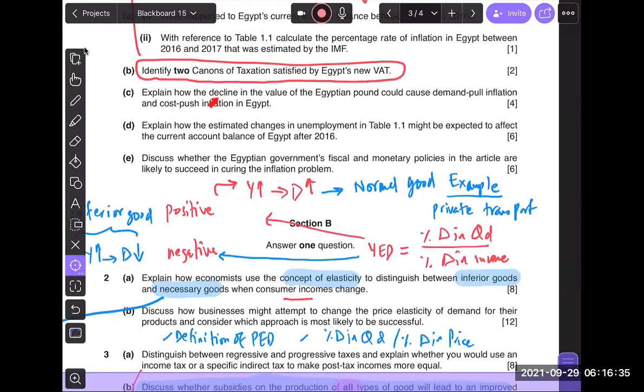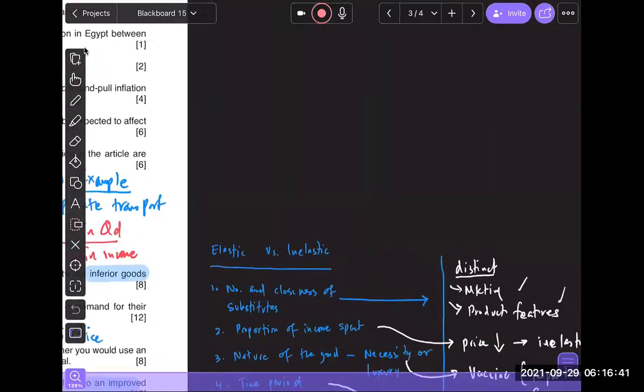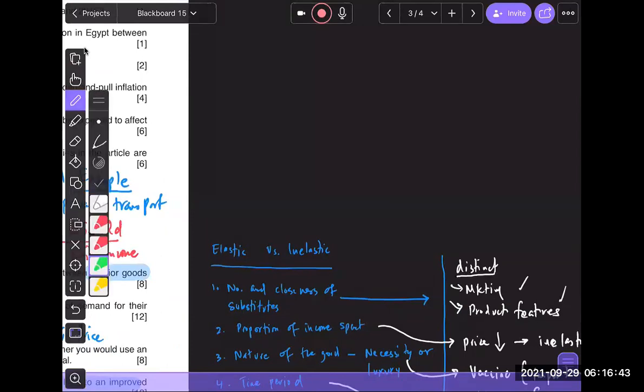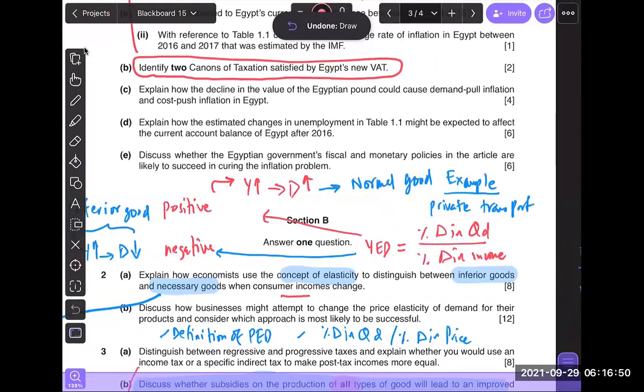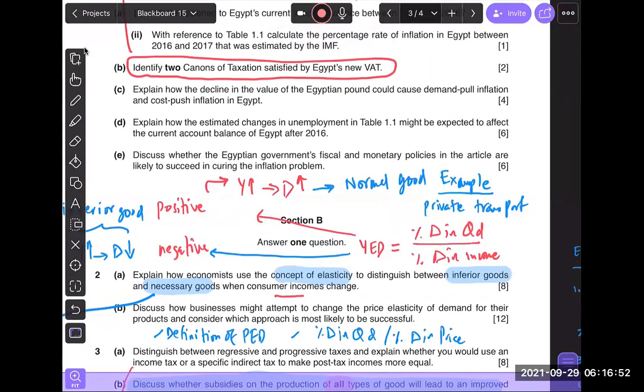Okay, C, guys, can you see C? Explain how the decline in the value of the Egyptian pound could cause demand pull inflation and cost push inflation. So if you look at, guys, how the question is asking us, how is the exchange rate going down causing demand pull and cost push.